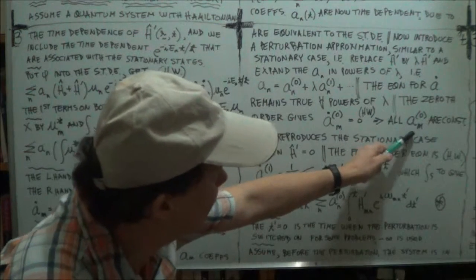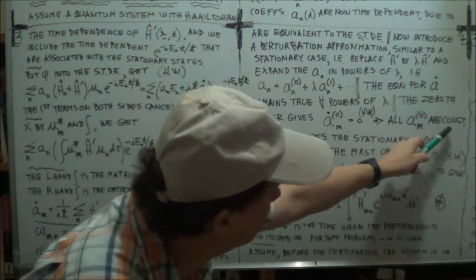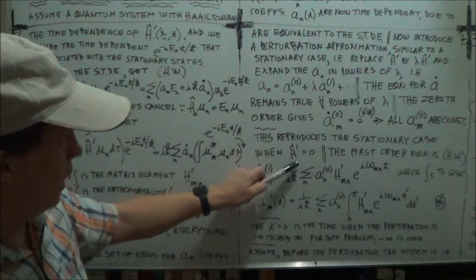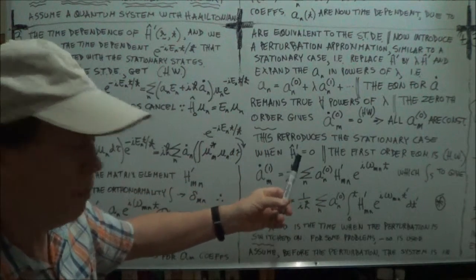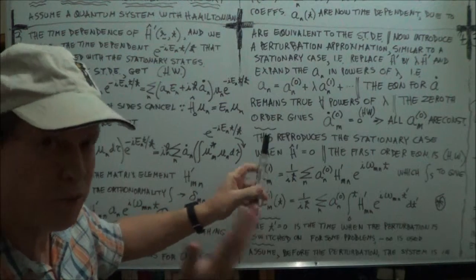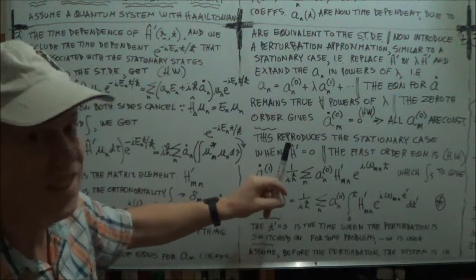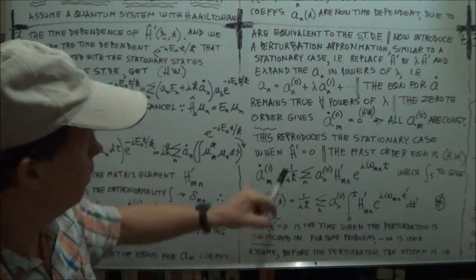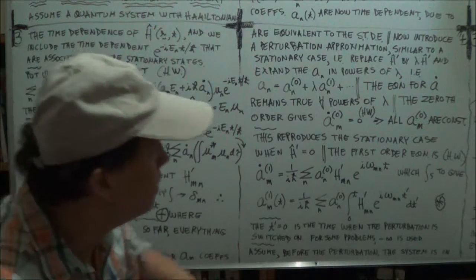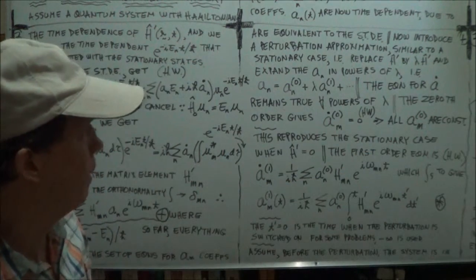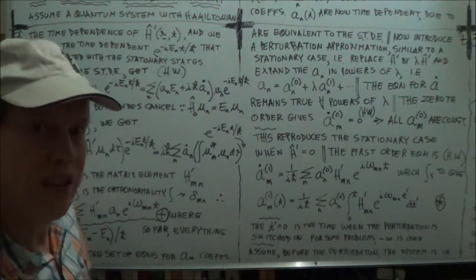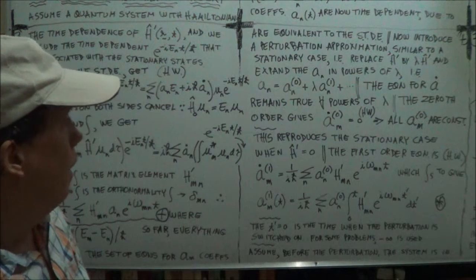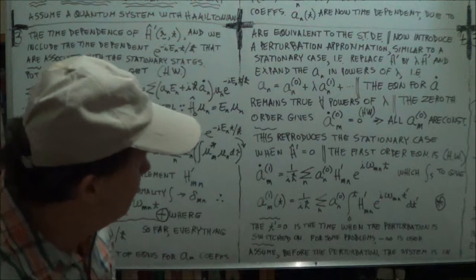So all these a0 are constant. That's what I'm just saying here. When H dashed is 0, there's no perturbation. There's no time dependence, because remember the time dependence came in due to the perturbing Hamiltonian H dashed. But when that's 0, there's no time dependence. So you expect these to be constant. So dA0 by dt is 0. All right, okay, now do first order.